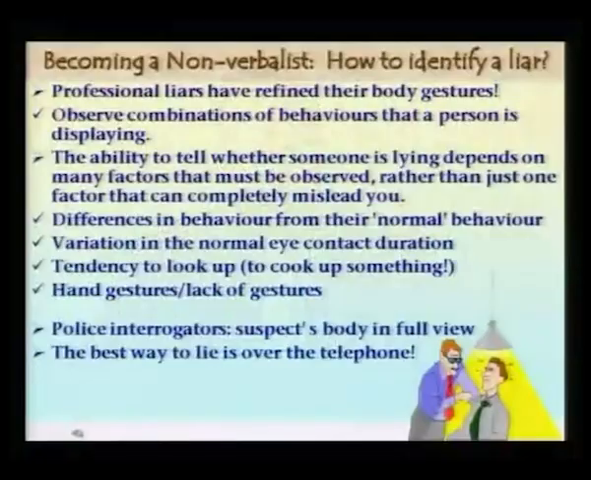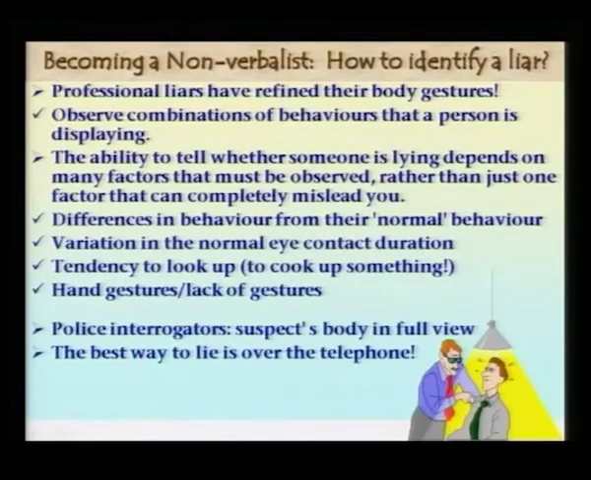If you look at police interrogators, what they do is that they put the suspect's body in full view, something like what I have shown in this picture. Here I have even put the person with dress. Actually they may even remove the dress. Keep the person with the minimum and keep the suspect's body in complete view. Now when the body is in complete view, and it is photographed or videographed, it can even be analyzed at a later stage.